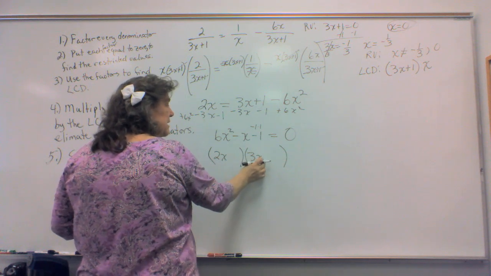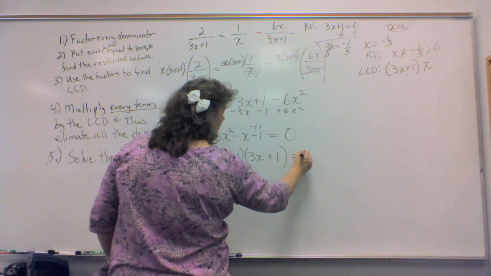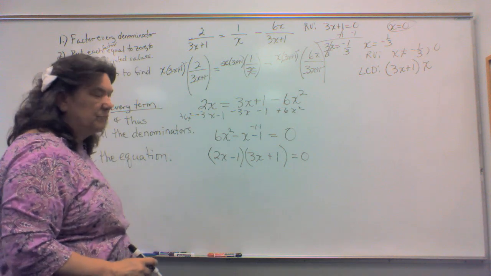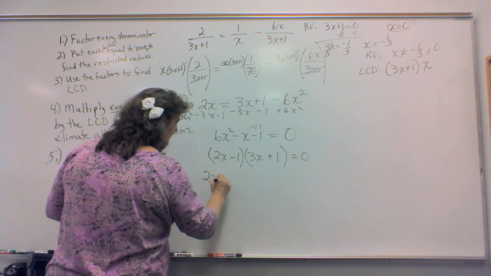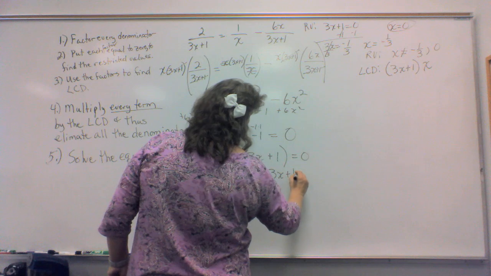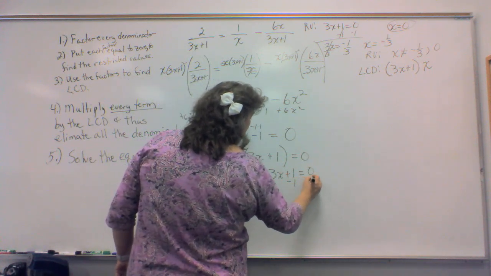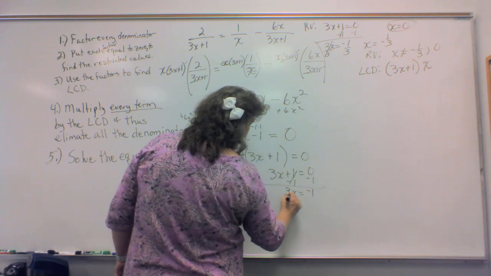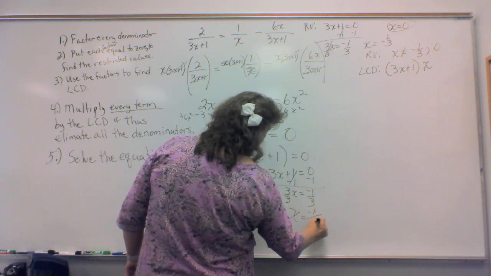So 3x is going to be my negative, so negative 1 here plus 1 here equal to 0. Negative 3x plus 2x gives you your negative x. Now, each factor has to be put equal to 0. 2x minus 1 equals 0, and 3x plus 1 is equal to 0. Well, let's do this one first. So 3x is equal to negative 1, divided by 3, and x is equal to negative 1/3. And what do you see?